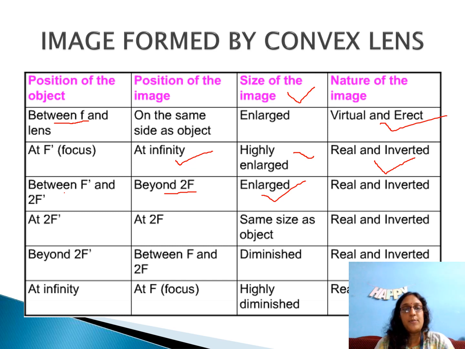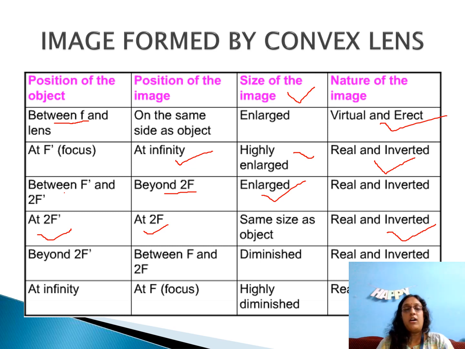And this will be your fourth position, that is 2F1 or 2F prime. The position of the image you can find at 2F. And what will be the size of the image? It is the same as the object. So when you keep the object at 2F, you will get the image also at 2F, right? We saw this in the ray diagram. So here in this case it is also real and inverted.